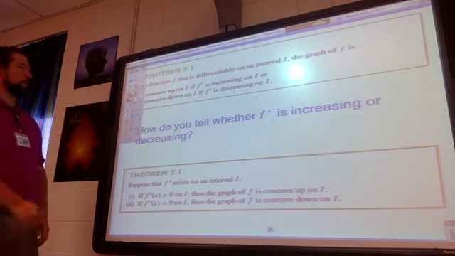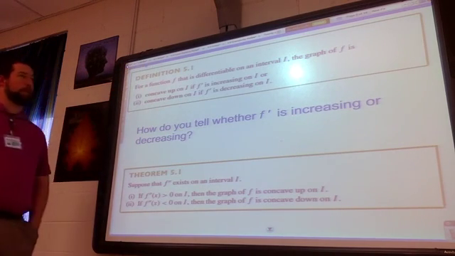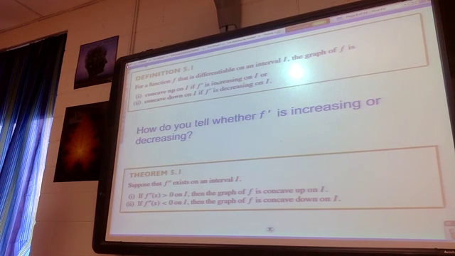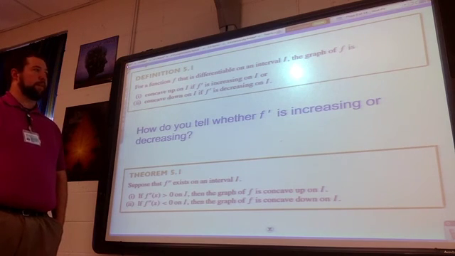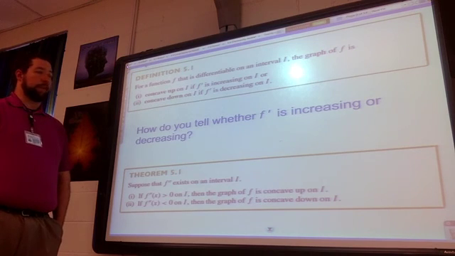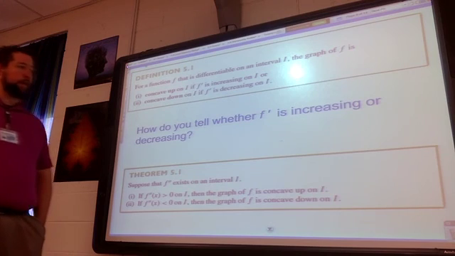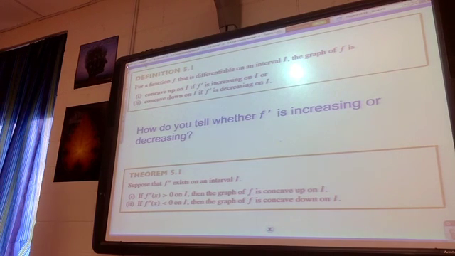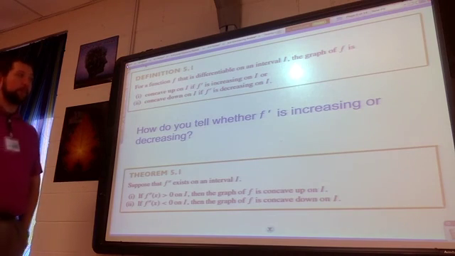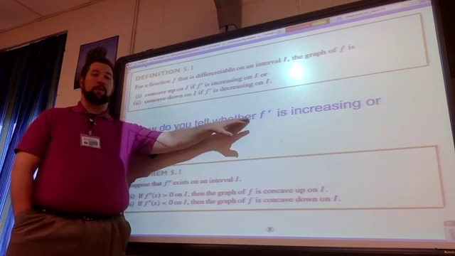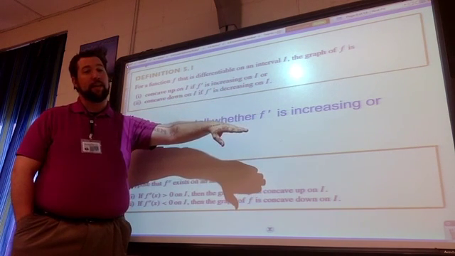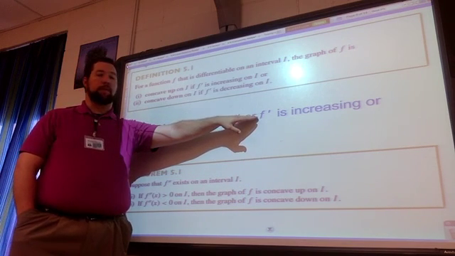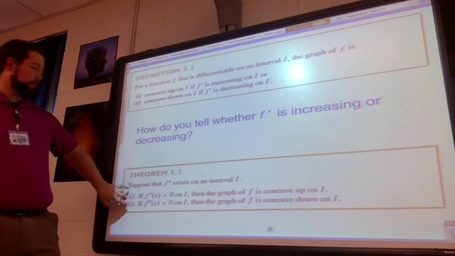So the definition, which we just looked at on the graph: a function is differentiable on an interval I. The graph of f is concave up if the first derivative, which is the slope, is increasing, and concave down if the first derivative, which again is slope, is decreasing. How do you tell whether f prime is increasing or decreasing without drawing that graph out? The first derivative tells us whether the original function is increasing or decreasing. So if we take the derivative again and find the second derivative, that tells you where the first derivative is increasing or decreasing. And that's this theorem down here.